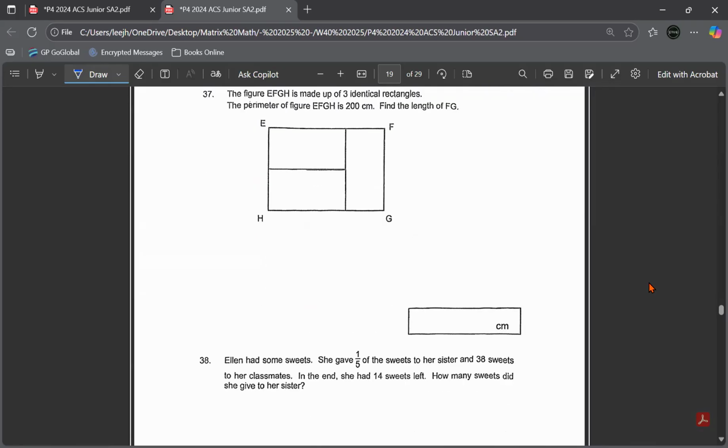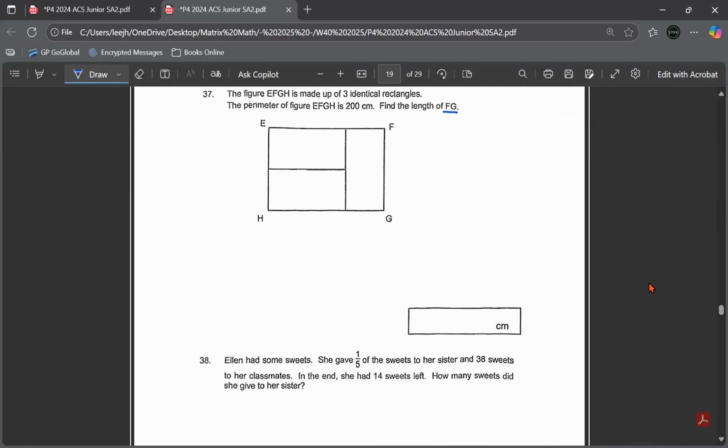The figure EFGH is made up of three identical rectangles. The perimeter of the figure EFGH, where is EFGH? This one is 200 cm. Find the length of FG. I want to find this one. FG, so I know which one it is.